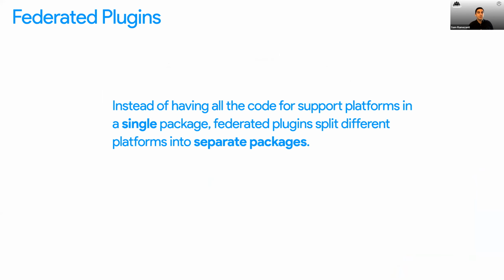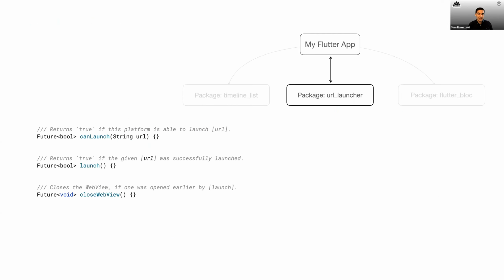Therefore, they introduced the concept of federated plugins. And the meaning of it is that instead of having all of your code for support of different platforms in a single package, federated plugins split different platforms into separate packages. This would have a lot of benefits, which we discuss shortly, but one of them is that it would be much easier for some tooling features such as pub.dev to know what exactly you're supporting on your app. But let's see how it works exactly.